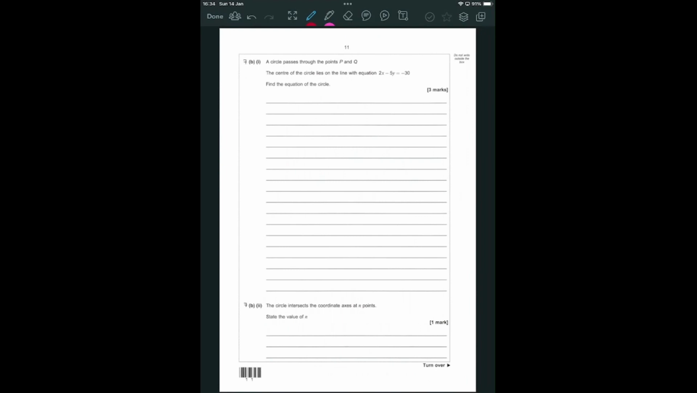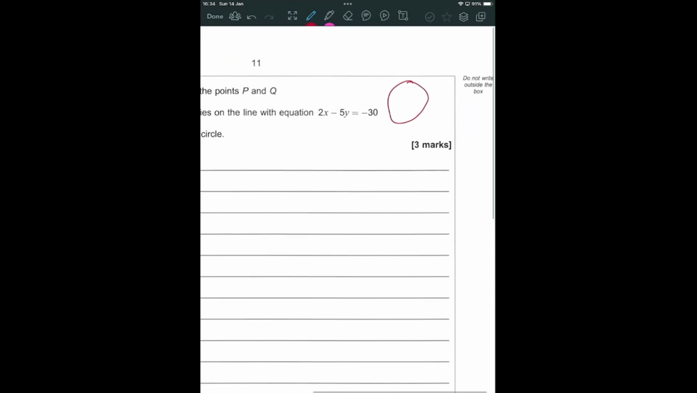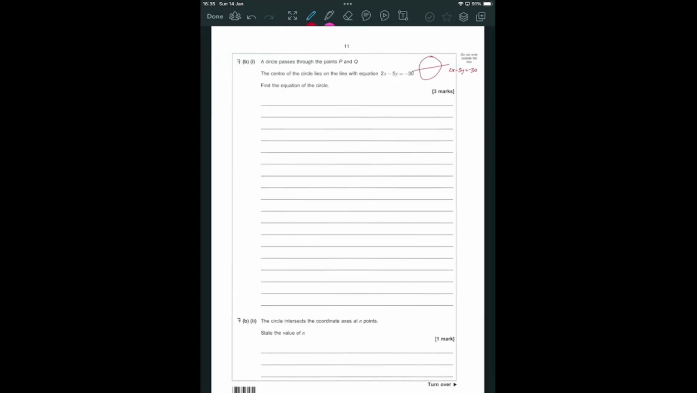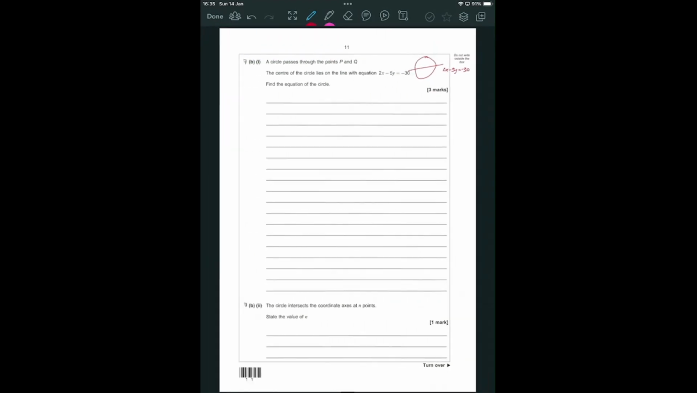Continuing question 7. A circle passes through P and Q. The center of the circle lies on the line with that equation. Okay, so we have, and at this point, I want to visualize this a bit better. We have that the center of the circle lies on 2x minus 5y equals negative 30. Now, there's no reason why P and Q... Okay, memory is coming back now.